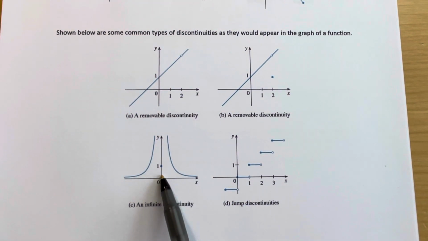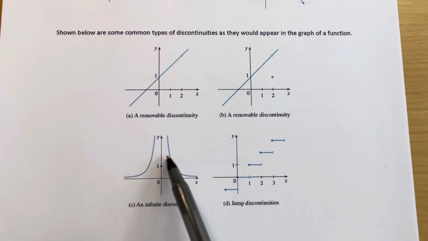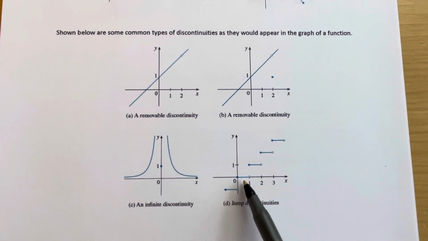In this example, there actually is a point here at 0. So f of 0 is defined, but we still have a vertical asymptote at x equals 0, which is apparent from the left and right branches of this curve. So oftentimes there won't be a point here, but this is just showing that it's possible that a point can exist there. And then finally, we have these things called jump discontinuities.